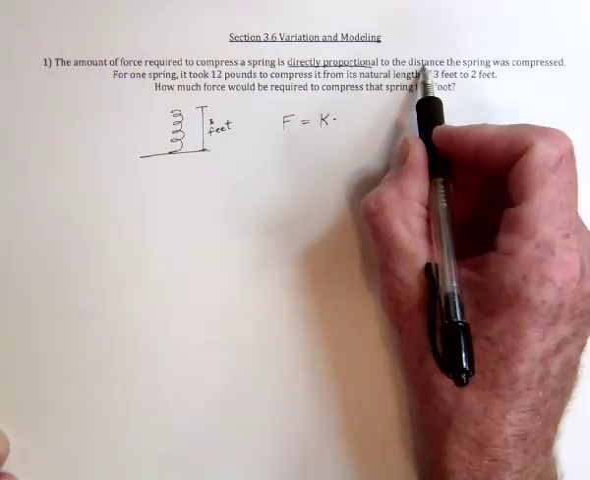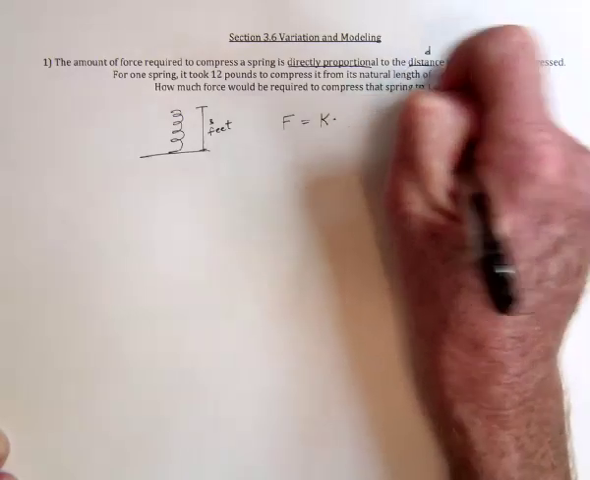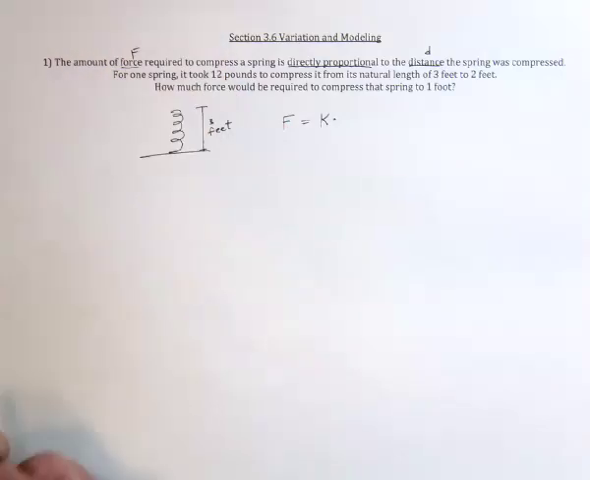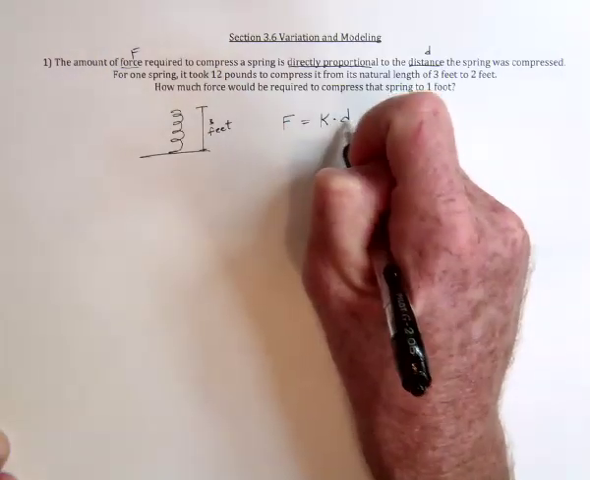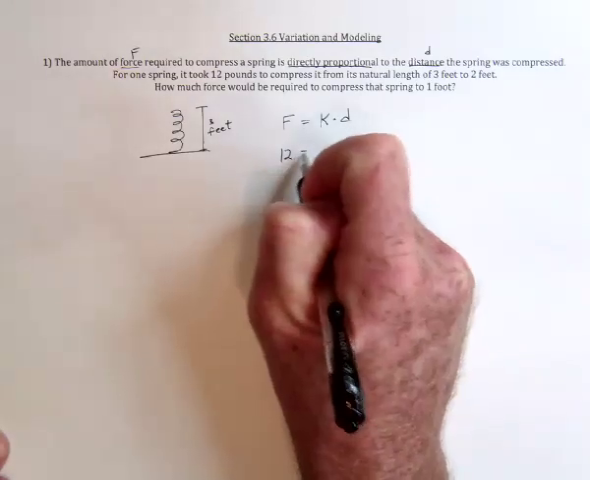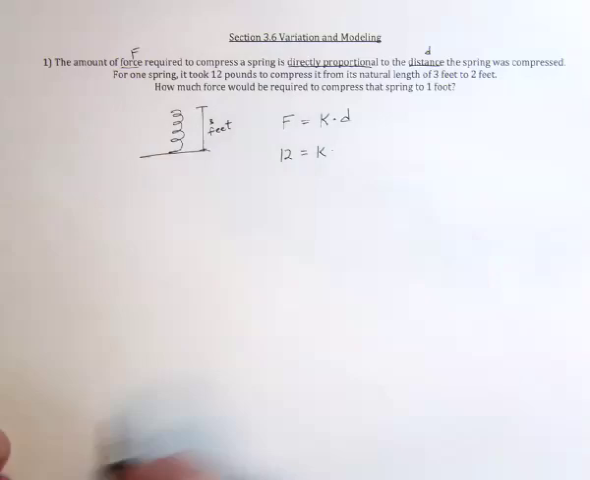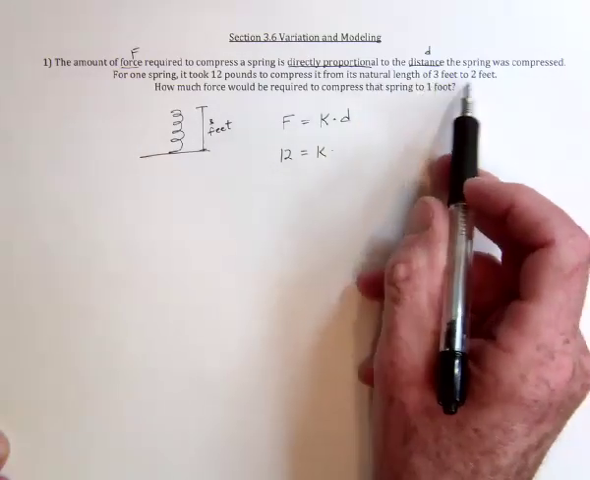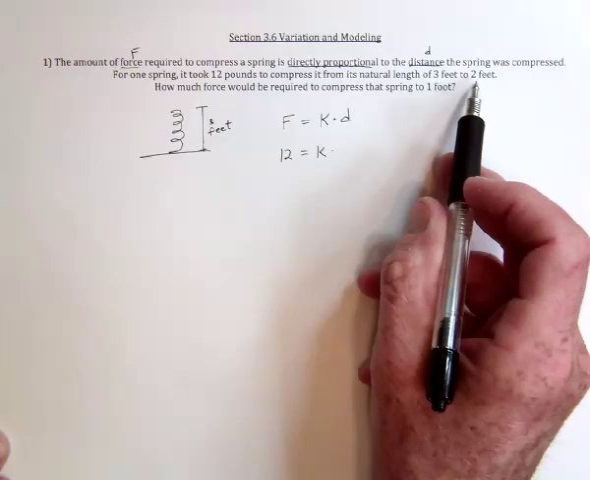And that's the distance that the spring was compressed. So I'll just use a capital F for force and a D for the distance that it was compressed. And now we need to find out about this particular spring. It takes 12 pounds of force to compress it from its natural length of 3 feet to 2 feet.